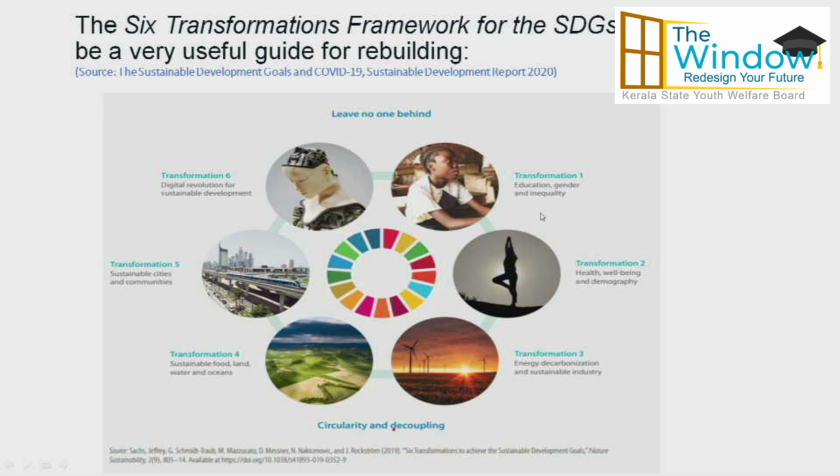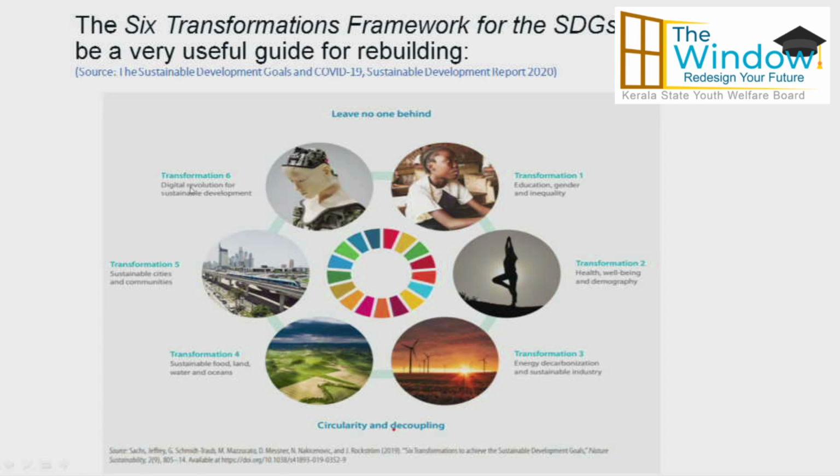So the first transformation is related to education, gender and inequality. The second transformation is related to health, well-being and demography. The third one is related to energy, decarbonization and sustainable industry. Then the fourth one, sustainable food, land, water and oceans. The fifth one is related to sustainable cities and communities. The sixth one is related to digital revolution for sustainable development.